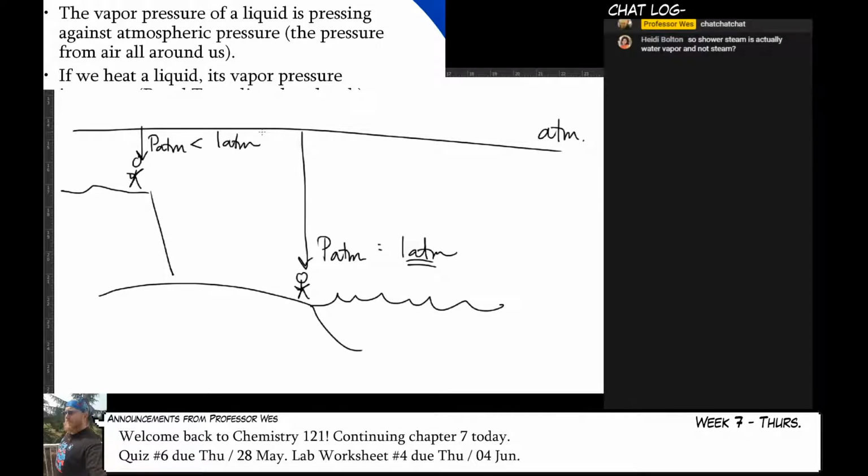the atmospheric pressure is lower than 1 atm. This is obviously exaggerated because the atmosphere goes up for miles and miles and miles. I don't actually know the atmospheric pressure in Denver. I want to say it's like 0.97 or something like that. But it is lower. And so what that means is, because this number is lower, and the vapor pressure has to equal atmospheric pressure in order for water to boil, water will boil at a lower temperature at high elevation.